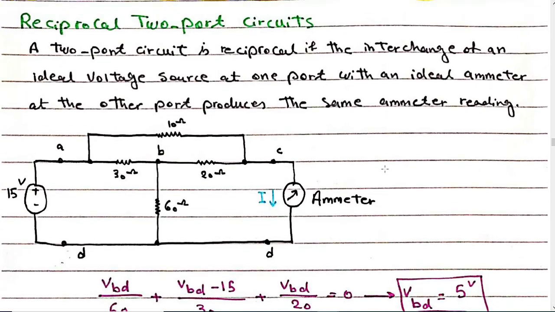Sometimes when we use two-port circuits, they are reciprocal. Why do we use them? First, we need to learn why, how, and when they are reciprocal circuits. If you have an ideal voltage source at one port and an ideal ammeter at the other port, and you interchange these two, you get the same reading from the ammeter. Then you can say that this two-port circuit is reciprocal.